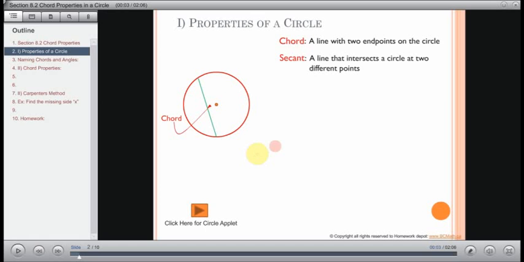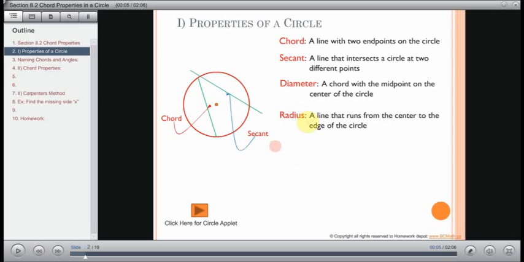A secant is a line that crosses two different points in a circle. It's kind of like a random line that just goes slicing through the circle. A diameter, which you should know, is a chord that happens to go through the center of the circle, and it gives you the distance across the circle. The radius is half the diameter, running from the center of the circle to the outside, so it gives you half the distance across a circle.